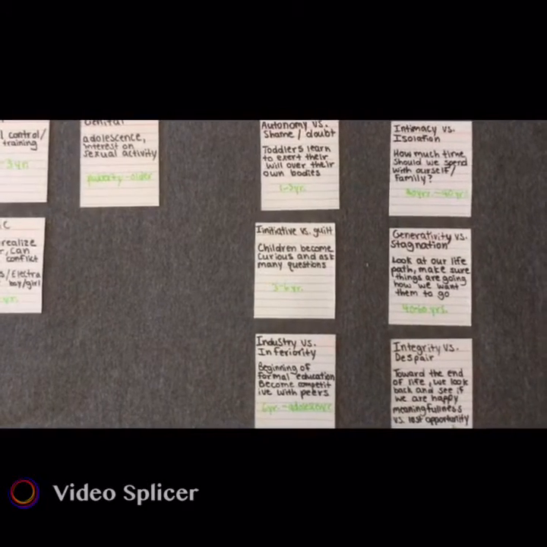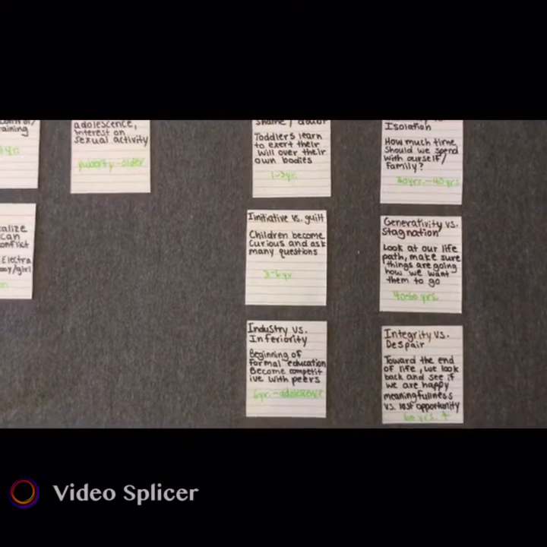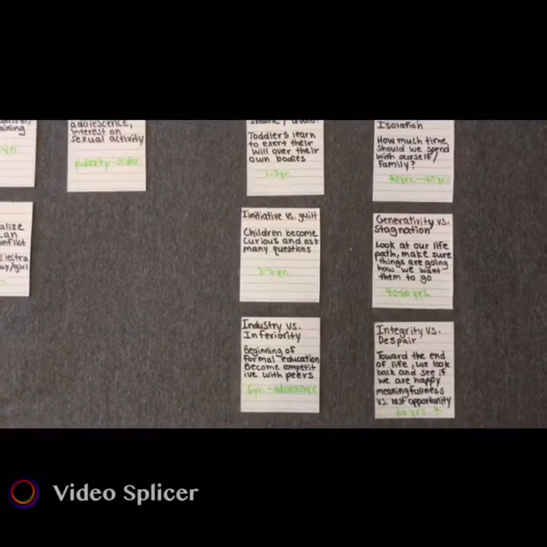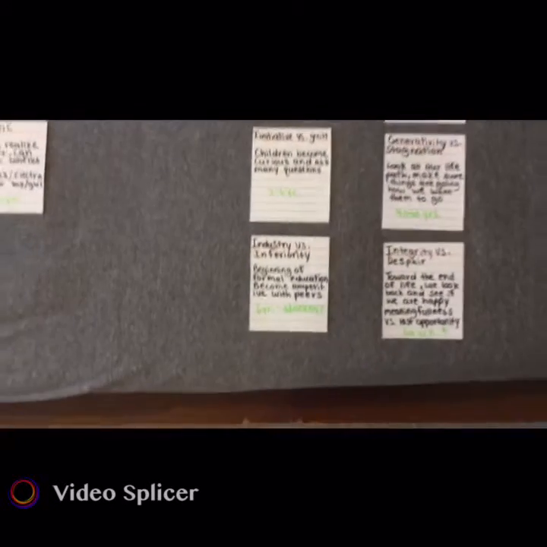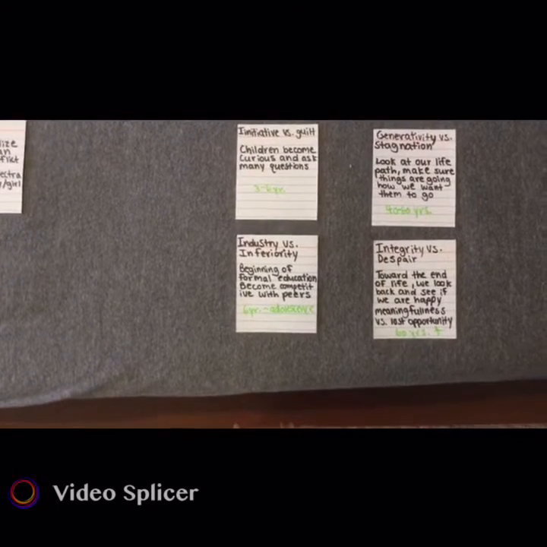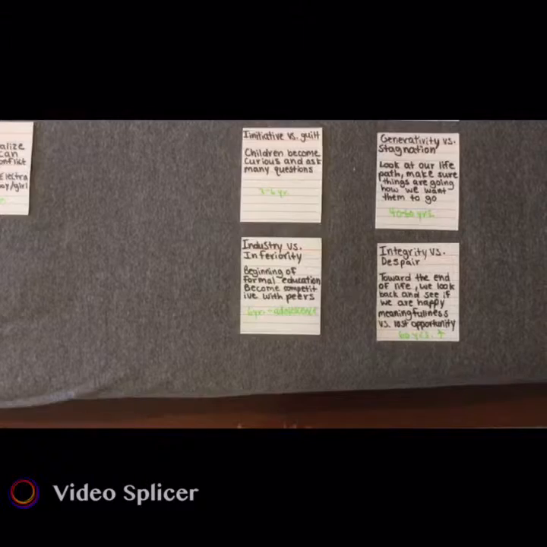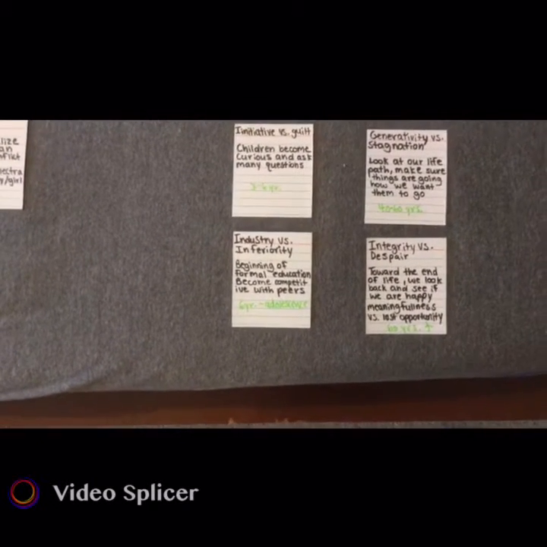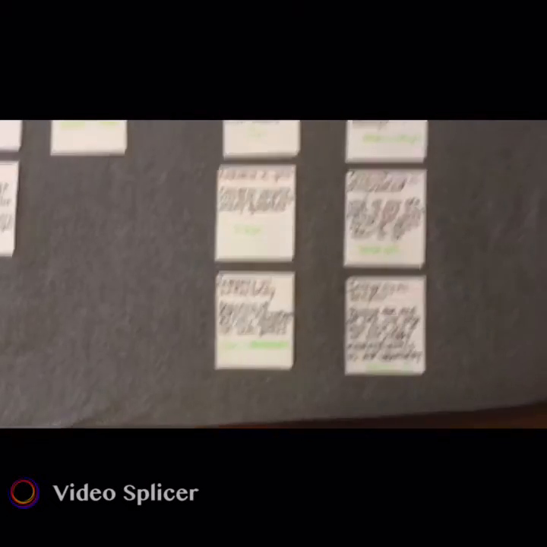Next up is initiative versus guilt. Children become curious and ask many questions. This occurs from 3 to 6 years old. Industry versus inferiority. This is the beginning of formal education, and you end up becoming competitive with your peers. This takes place from 6 years old to adolescence.